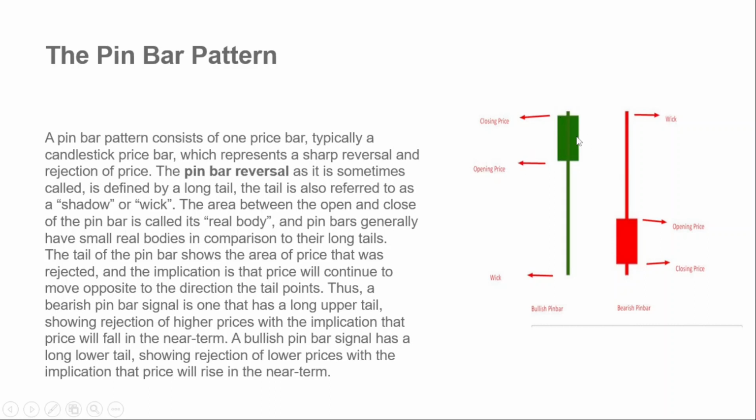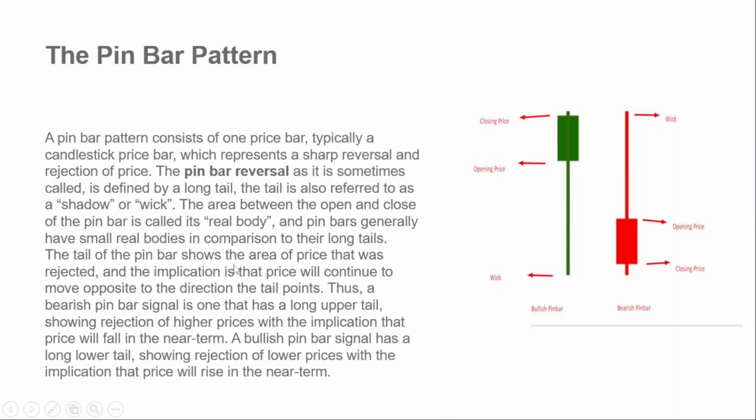This portion is called the real body, and pin bars generally have small real bodies. In this picture it's shown slightly bigger, while in the real trading system the pin bar can be just half of this or even smaller, but typically a long tail in the bullish pin bar and a small upper shadow. Pin bars generally have small real bodies in comparison to their long tails. If you look at the tail, it's longer than the body, almost 2 to 3 times the body size.